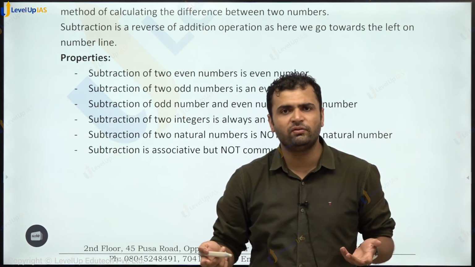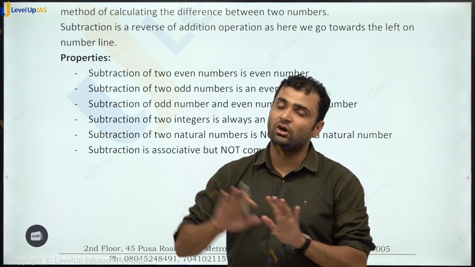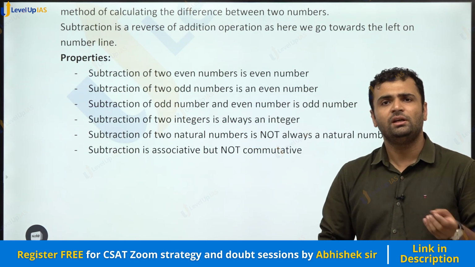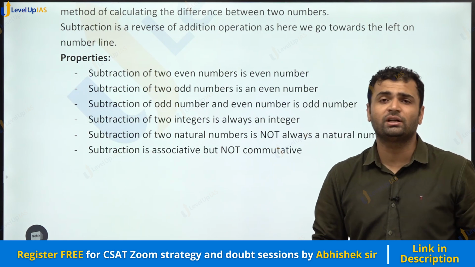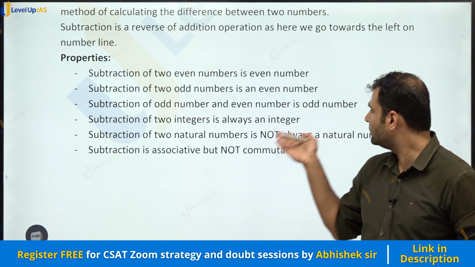Negative numbers can also be even. Let us remember that 0, -2, -4, -6, all of them are even numbers. Subtraction of two odd numbers is going to be even. Again, take an example if you get confused: 5 minus 3 is 2. Subtraction of odd and even is odd.